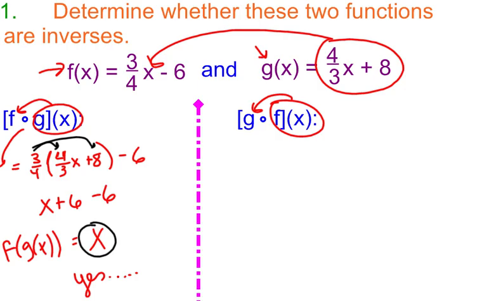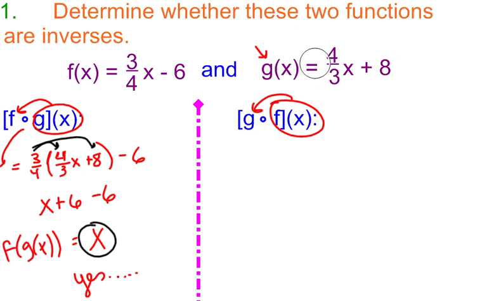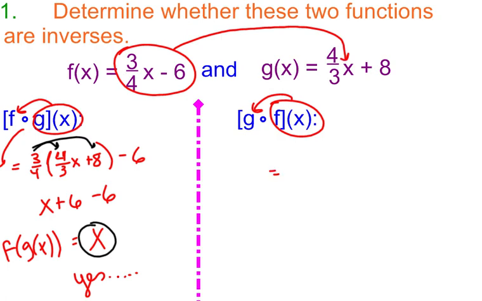So now, I'm going to erase what I have up here. This is a whole new problem. I'm now going to take the f of x equation, and I'm going to put that into the g of x equation for x. So I'll just kind of bring that down. I have 4/3 times 3/4 x minus 6, and then the plus 8.